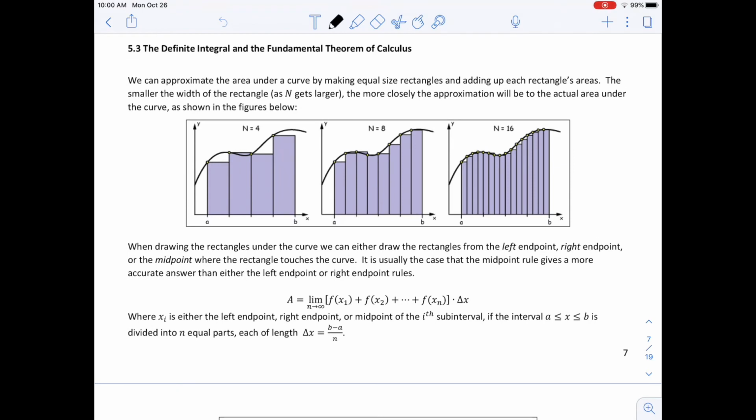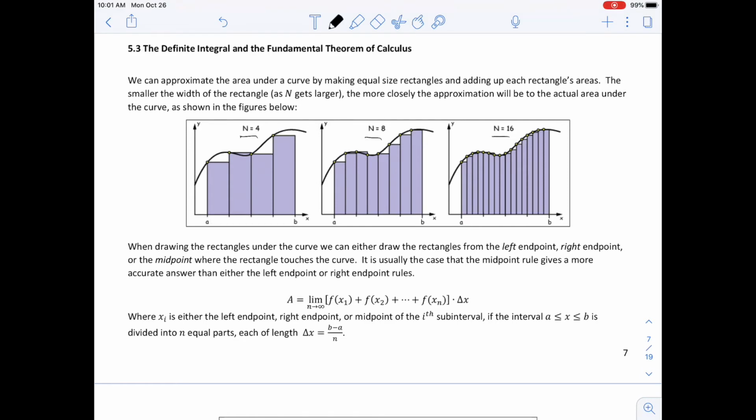We are in section 5.3, the definite integral and the fundamental theorem of calculus. We can approximate the area under a curve by making equal size rectangles and adding up each rectangle's area. The smaller the width of the rectangles, as n gets larger, the more closely the approximation will be to the actual area under the curve, as shown in the figure below. The same curve is drawn 3 times, with 4 rectangles, 8 rectangles, and 16 rectangles. You can tell just by looking at the picture that the more rectangles you have, the better the approximation is to the area under the curve.